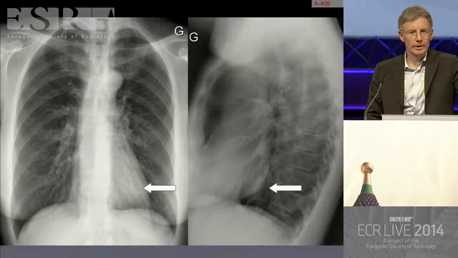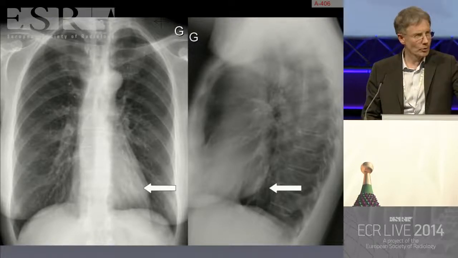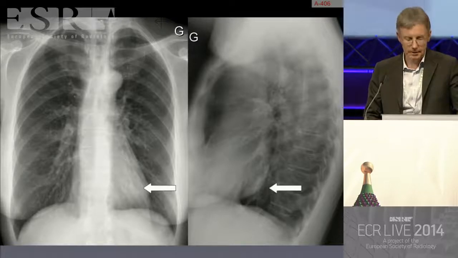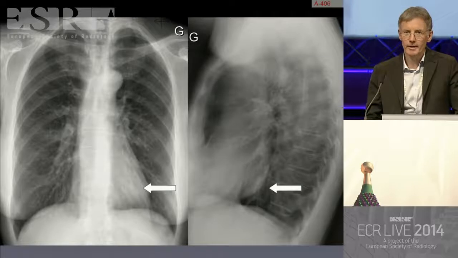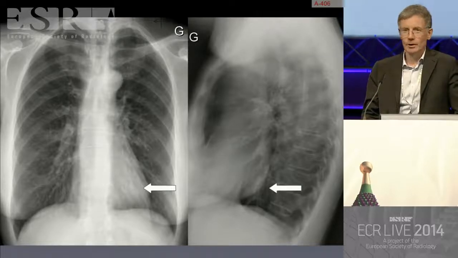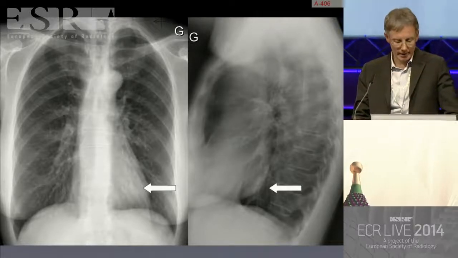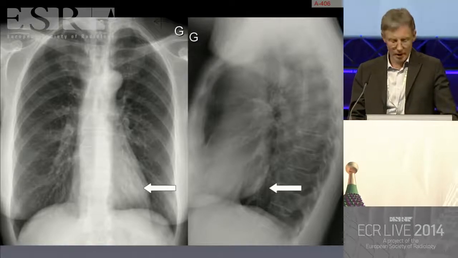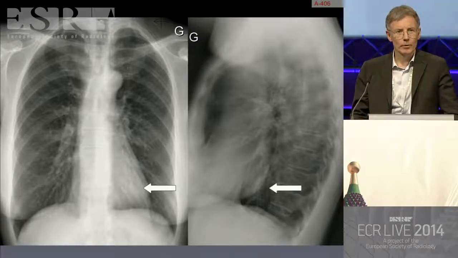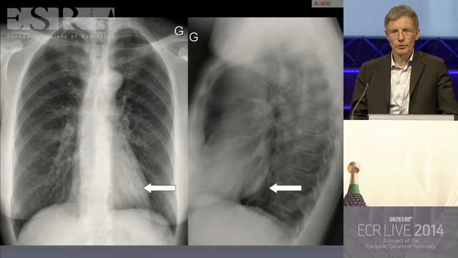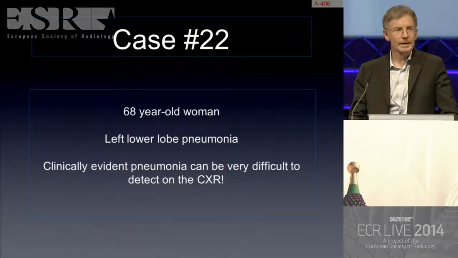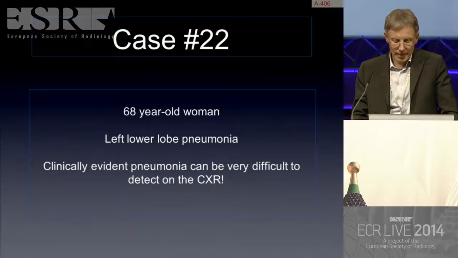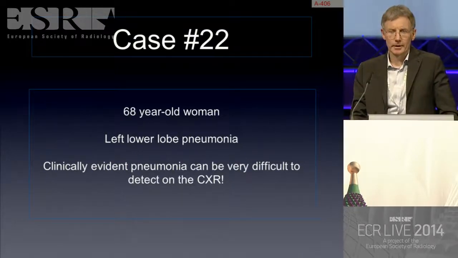Now, pneumonia can be difficult to detect on the chest X-ray. I'm not suggesting that we should use a CT scan to detect pneumonia, but the point of this case is to show you another difficult area on the chest X-ray, and we're going to concentrate on that on a few cases now, and that is behind the heart. So we've looked at the hilar, we've looked at the apices, and concentrate also on looking behind the heart. So clinically evident pneumonia can be very difficult to detect on a chest X-ray.